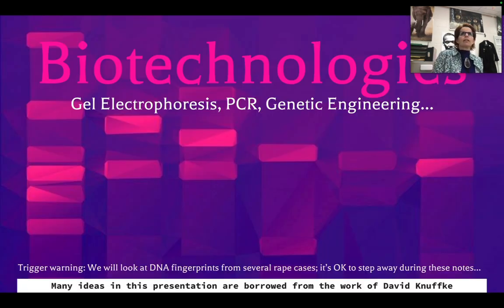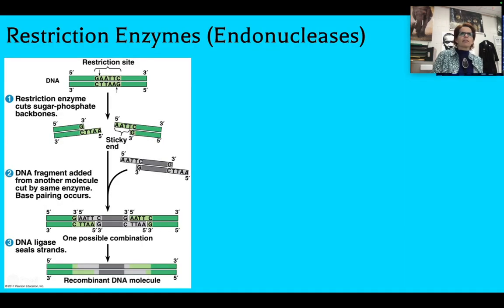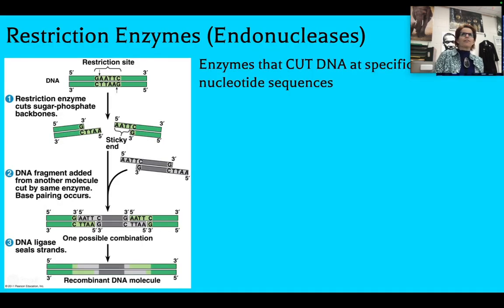Okay, and then we're on our last section, which is on biotechnologies. So just reminding you, these are kind of fun. Restriction enzymes or endonucleases, that's what they're probably going to call them because they always use the ugly words if they can, are enzymes that cut DNA at specific nucleotide sequences. So they're looking for specific letters.